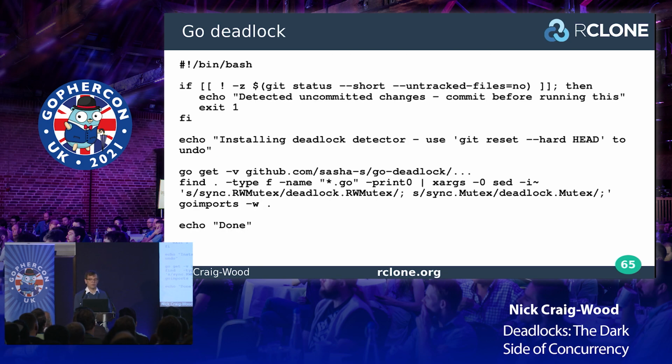When I want to use Go Deadlock with rclone, I run this little script. It searches and replaces all the sync.Mutex and sync.RWMutex with their deadlock detector versions. Unfortunately, I find you can't leave Go Deadlock in production code, as it has too much of a performance impact. I'd like to have a neater way of enabling it for testing, but I haven't figured that out yet.